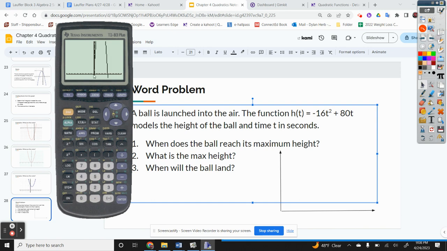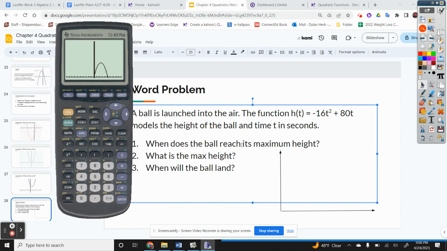Okay, yeah, so you can see it's launched up in the air and then it comes back down. And if you want to change your window and change your Y max even higher, we can do like 250. We might be able to see where this thing stops. Yeah, so there you can get a better look. So that's what it looks like.